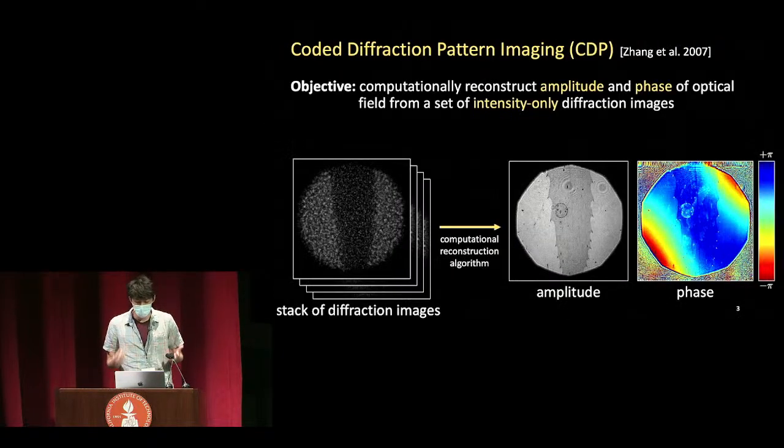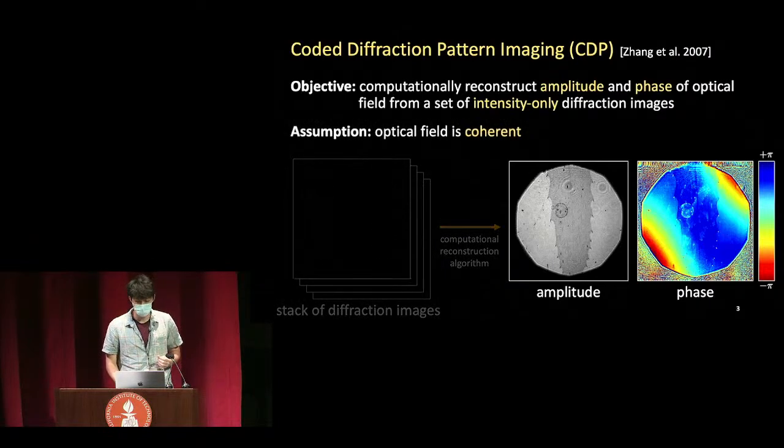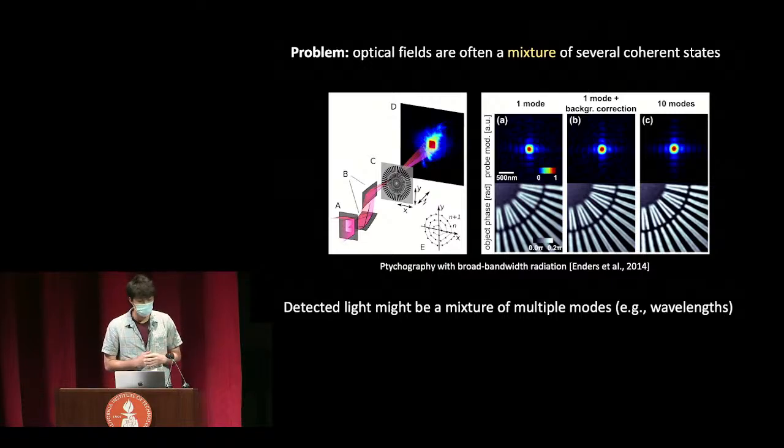Coded diffraction pattern imaging, or CDP, is an example of a computational technique that can reconstruct both amplitude and phase from a set of intensity-only diffraction images. CDP was originally used by the X-ray community, but can also be used for imaging with visible light as well. However, coded diffraction imaging typically assumes that the optical field is coherent. This is not always the case in practice.